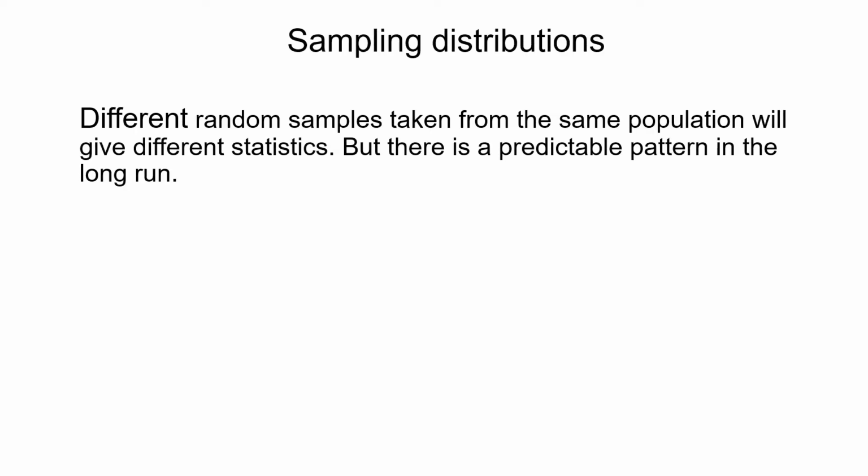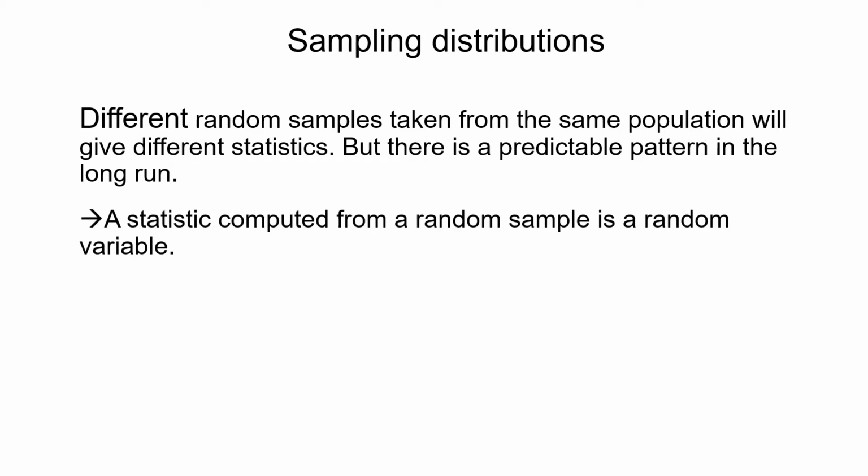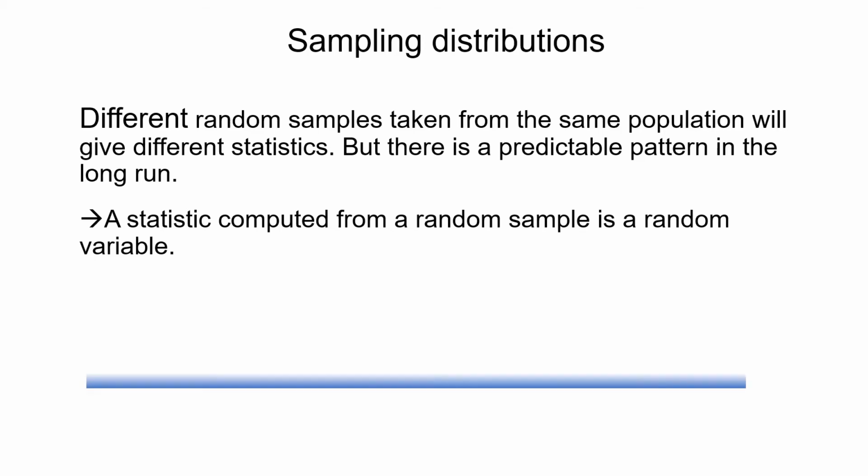So in a sampling distribution, you have different random samples taken from the same population. Remember, we had the same population of size 10. We picked 10 samples of the same size, 4, 4, 4. But there is a predictable pattern in the long run. A statistic computed from the random sample is a random variable. So all those x bar values you got were not unique. You had variable values, so that itself is a distribution.